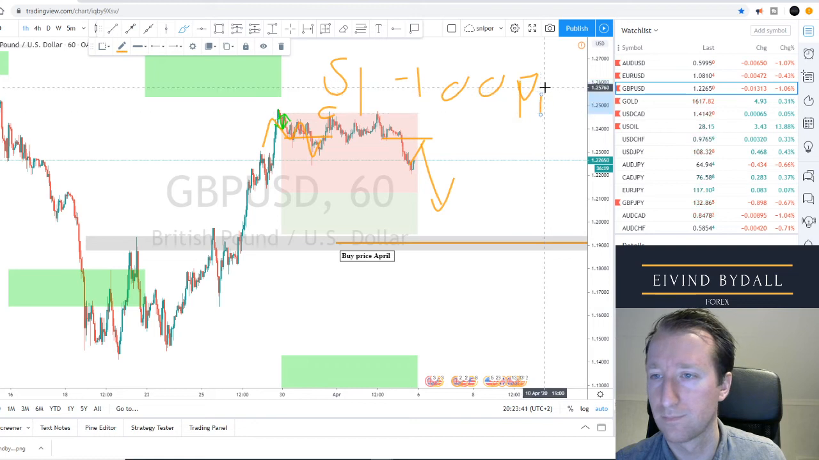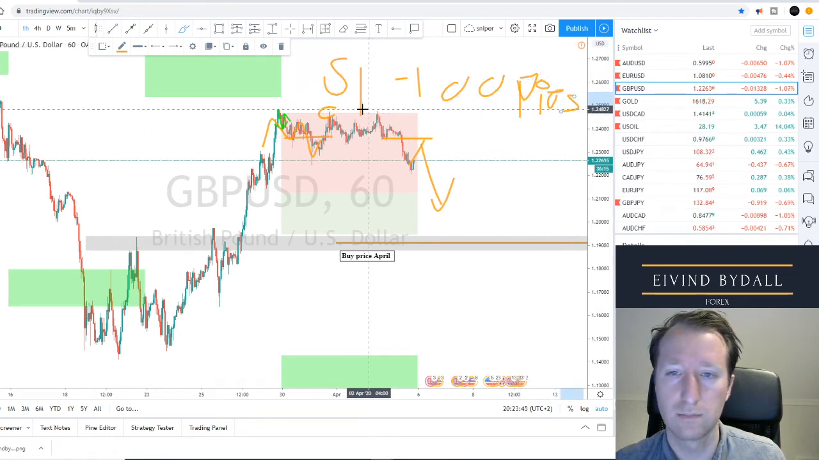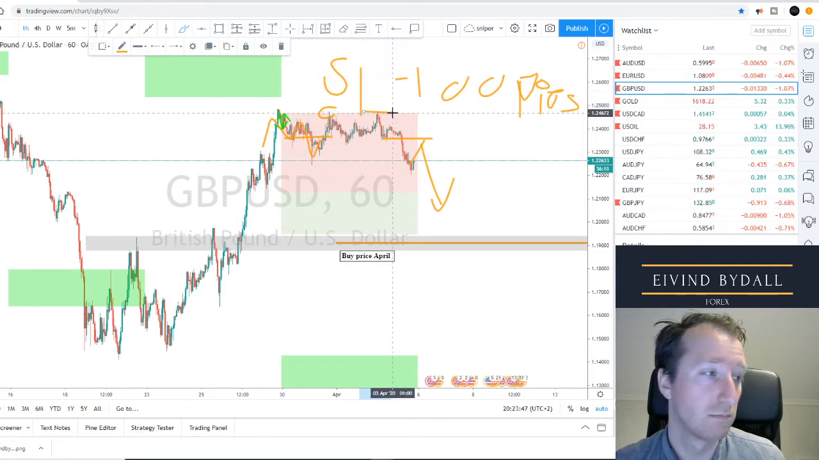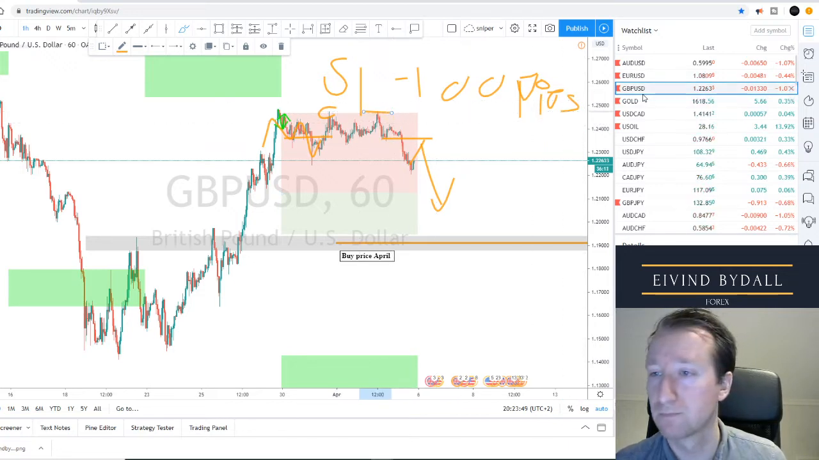Negative 100 pips, SL. Okay, fine. Awesome. Sounds awesome.